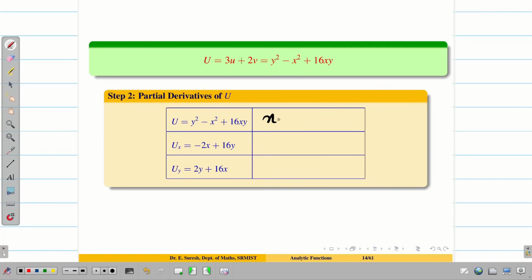As usual, replace x by z, y by 0. So we get capital Ux of (z, 0) is minus 2z and Uy of (z, 0) is 16z. So up to converting this, the step is very important. If you find this capital U, after this the problem is going to be very simple.